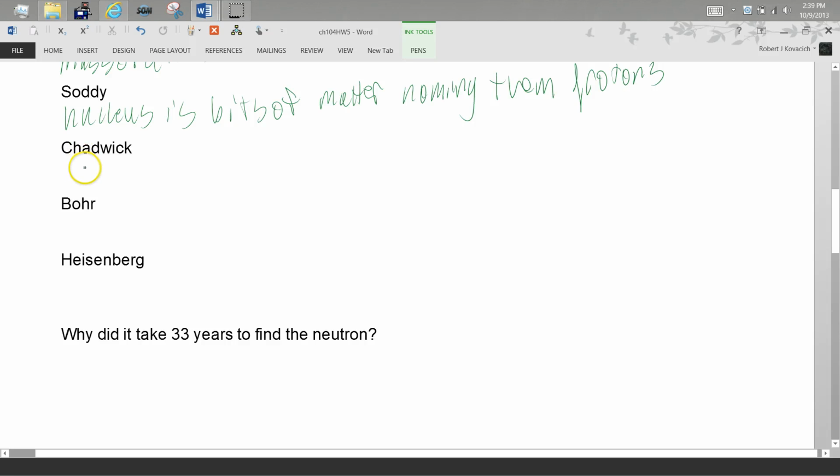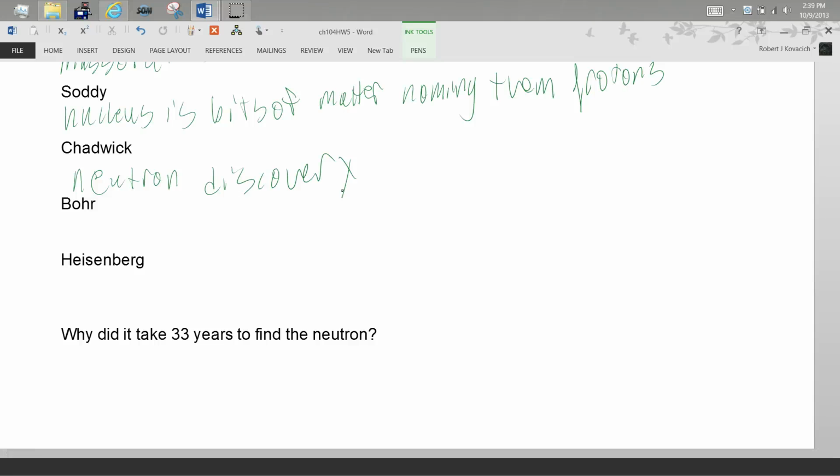Chadwick? Neutron. So he comes up with the discovery of the neutron. Bohr?